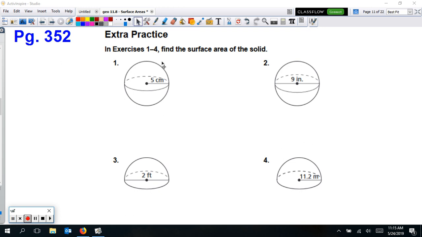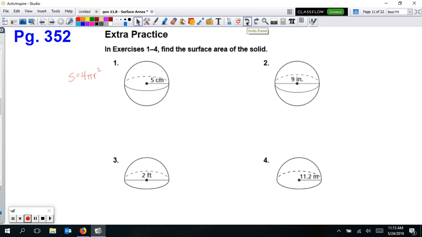Okay, so here we have the surface area, finding the surface area of the solid. 1 and 2 are both spheres, and then 3 and 4 are actually hemispheres, half of the sphere. So let's go ahead and put down our formula again. This is on page 352, 4 times pi times r squared. They tell us the r. All we need to do is just plug the r into here.